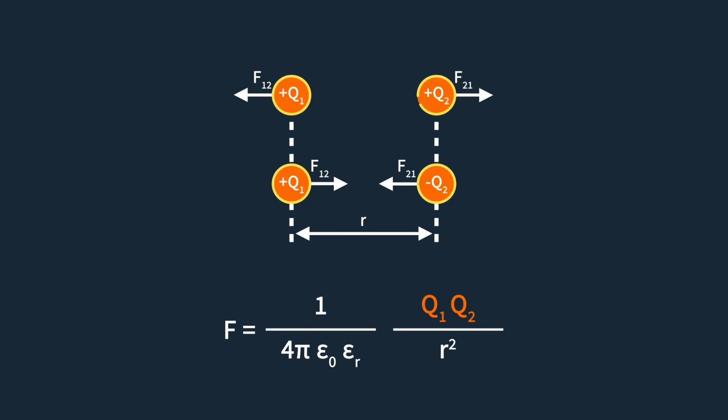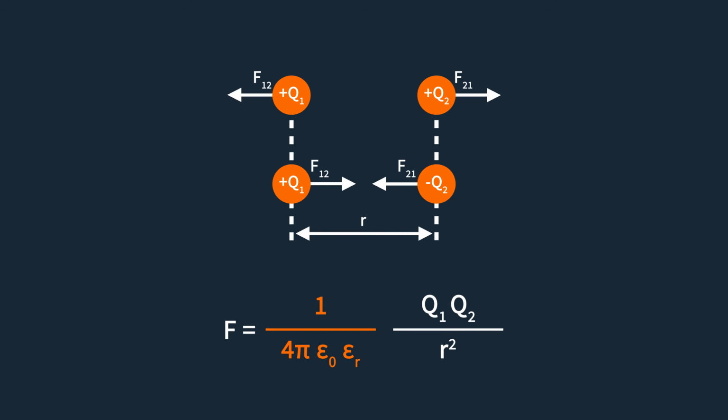Q1 and Q2 are the sizes of the two charges measured in coulombs. The bigger the charge, the bigger the force. Also, if Q1 and Q2 are the same polarity, they push each other apart, but if they're opposite polarities, they are pulled together. R is the distance between them, and since it's squared, a doubling of the distance between two charges reduces the force to a quarter.